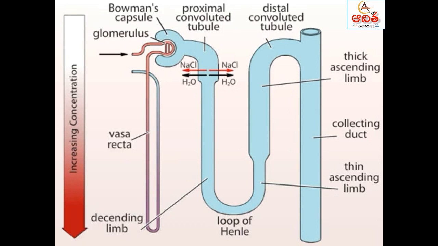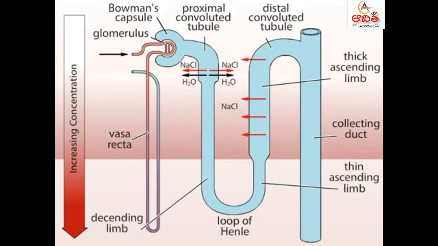The thick ascending limb actively transports sodium ions from the tubule fluid and moves it into the surrounding tissue fluid. Chloride ions follow passively. The thick ascending limb is not permeable to water, so the reabsorption of sodium and chloride ions out of this part of the tubule is not followed by the outward diffusion of water. This reabsorption of sodium and chloride ions raises the concentration of solutes in the surrounding tissue fluid.